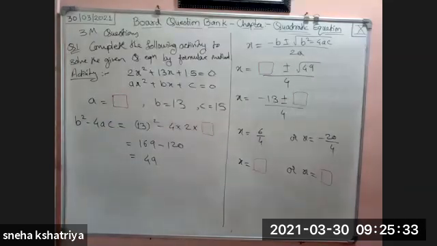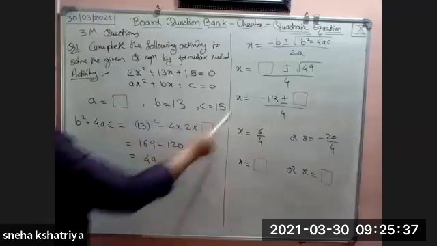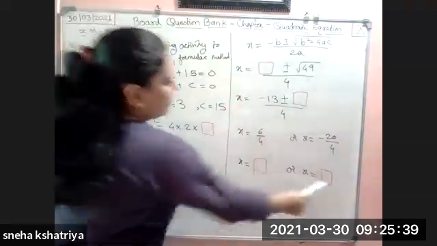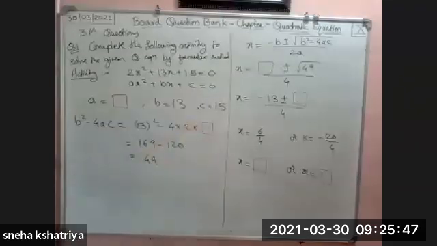Then fill up the boxes. See here, for 3 marks, 6 boxes: 1, 2, 3, 4, 5, and 6. 3 marks, 6 boxes, and for 2 marks, only 4 boxes. You have to fill these boxes, you will get the full marks if they are correct.